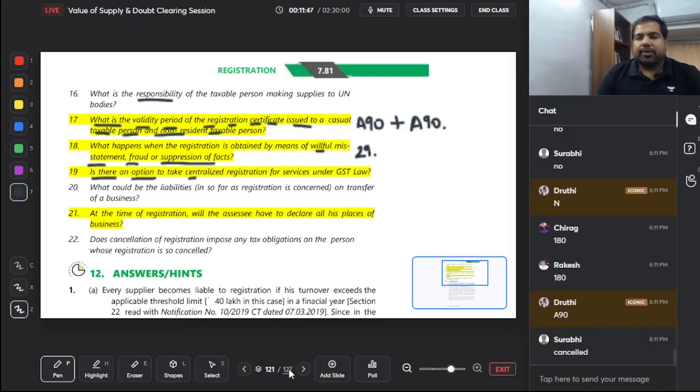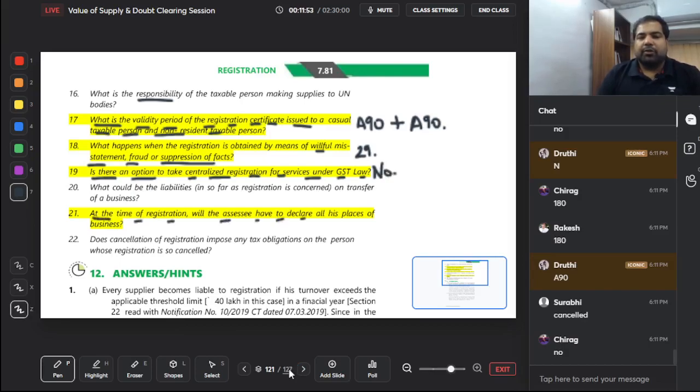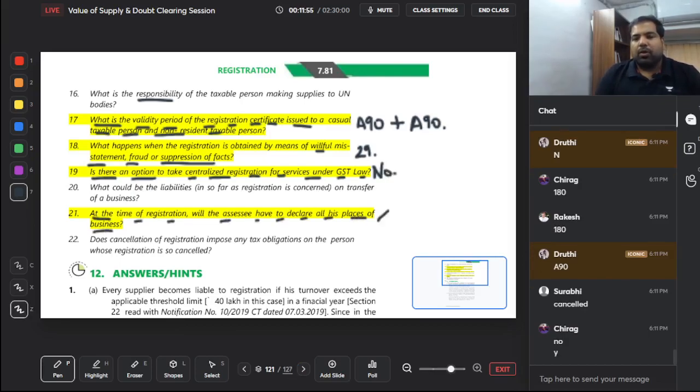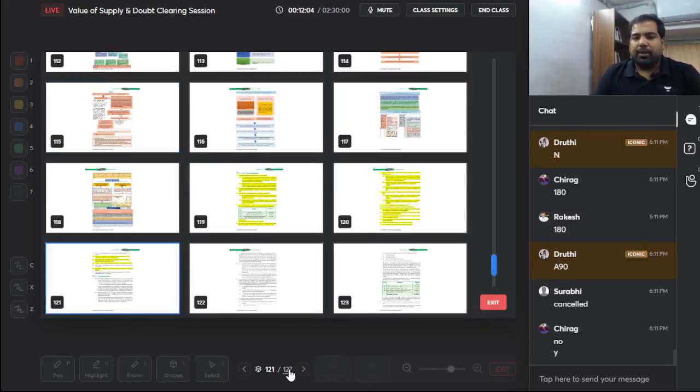Is there an option to take centralized registration for services under GST law? No, guys. Statewide registration. At the time of registration, will the assessee have to declare all his places of business? Yes. One will be called PPOB and one will be called APOB. Alright, now looking at examination questions, guys.